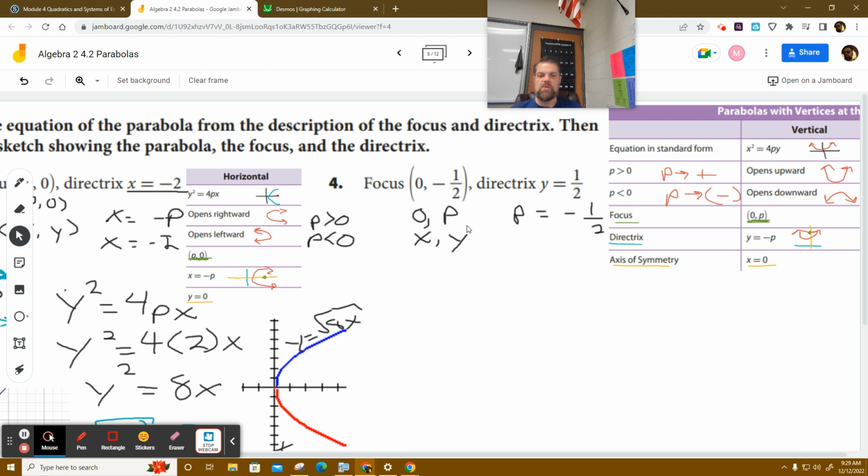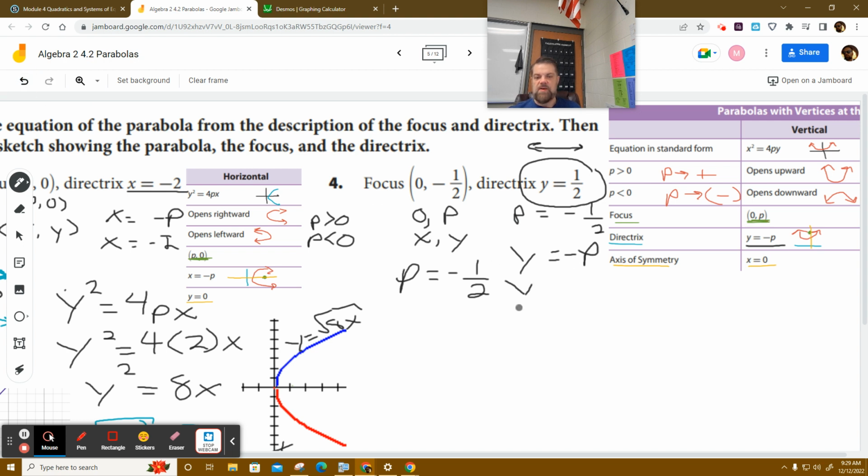When I do this one, to sketch and graph, y equals 1/2 is a horizontal line, right? That graphs like this. And I have a p value, which is a y value, equal to negative 1/2, right? So that means the directrix in this case would be y equals negative p. I'm going to say y equals negative 1/2, because I'm getting a step ahead of myself. So y equals positive 1/2.